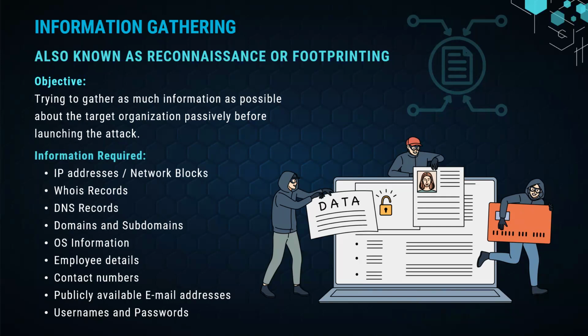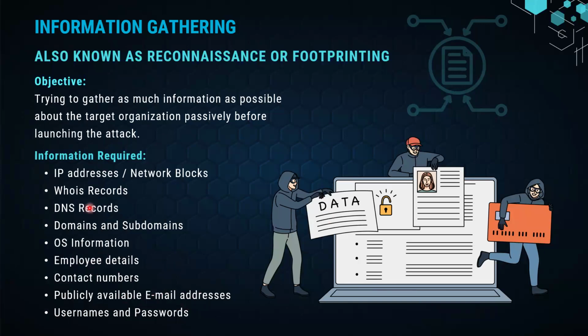Okay. So again, as a hacker or an ethical hacker, you need to know the IP address information or the group of IPs called network blocks. You need the WHOIS records, getting information on who's hosting the website for them. Then DNS records. Every organization has a DNS server. So information in that is called DNS records. We need that as well. Then the domains of the organization, subdomains of the organization, operating system information. What OS are they using? Are they using Linux servers, Windows servers, etc.? Then employee details, such as contact numbers of the employees, or email addresses of the employees, or usernames and passwords that have been leaked online in data breaches.